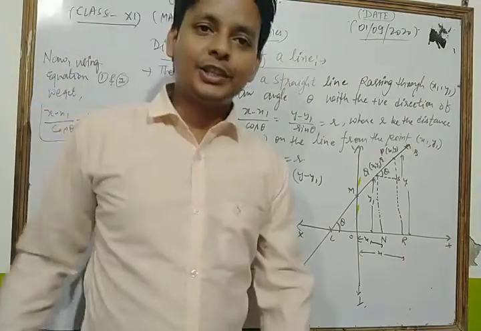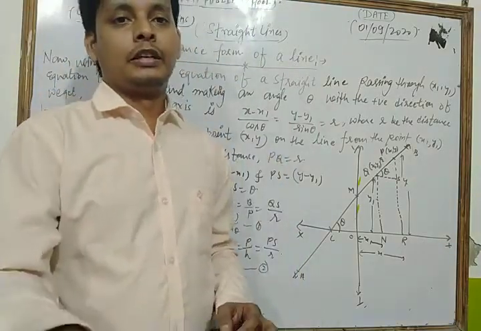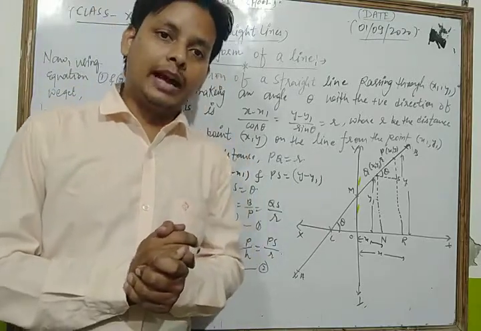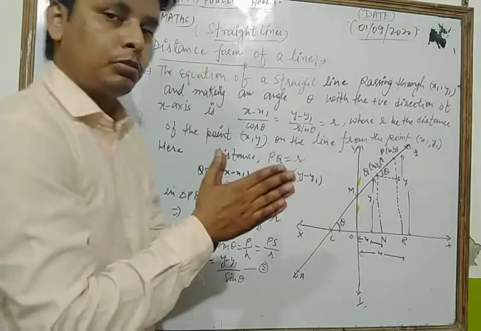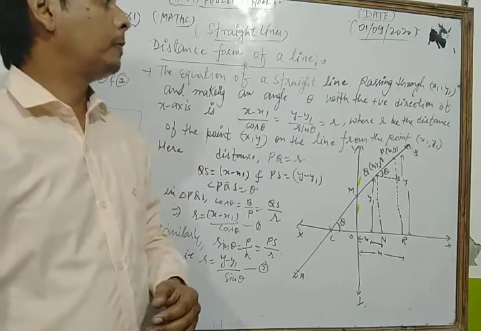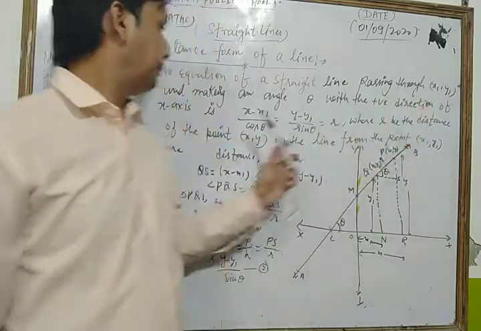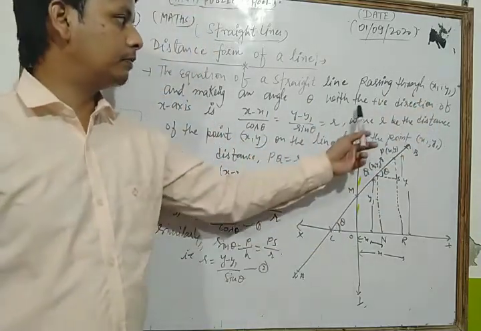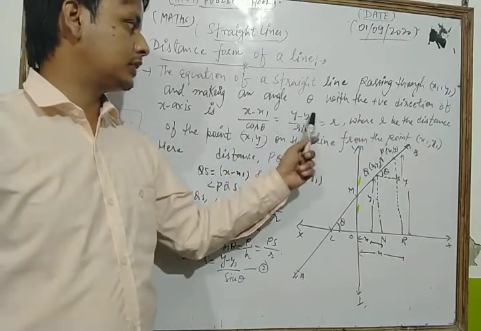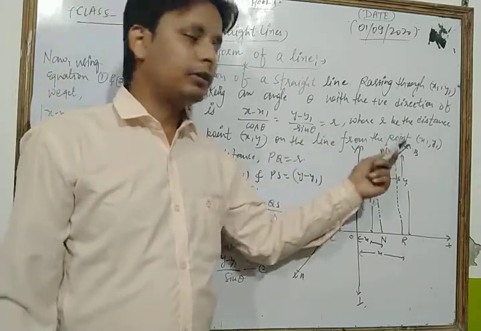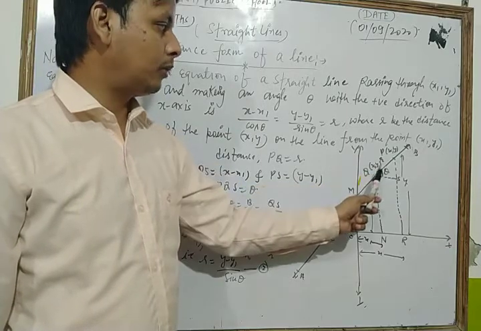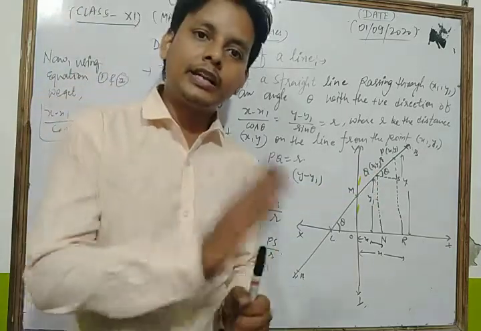So dear student, in this way we can prove this equation of a line, which is very important for your syllabus. Let us take it once more. The equation of a straight line passing through (x1, y1) and making an angle theta with the positive direction of the x-axis is x minus x1 upon cos theta is equal to y minus y1 upon sin theta is equal to r. Here r is the distance of the point (x, y) on the line from the point (x1, y1) through which the line passes.